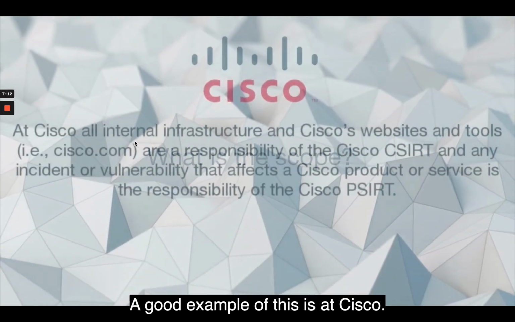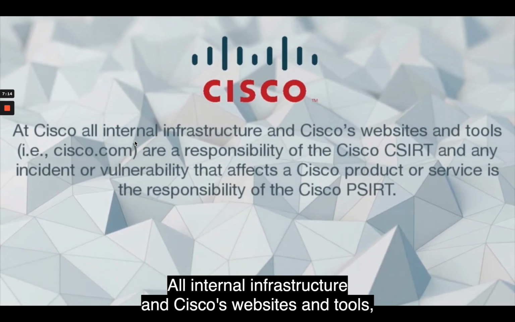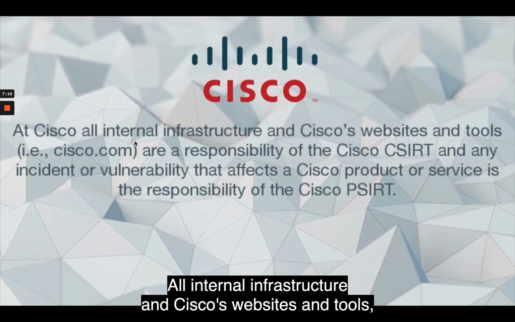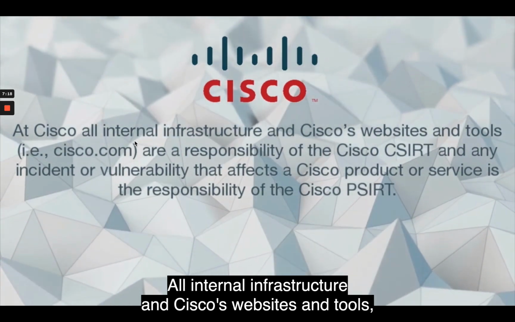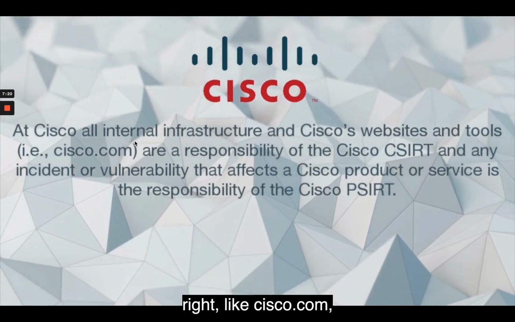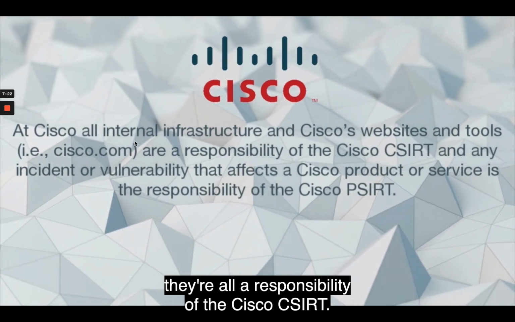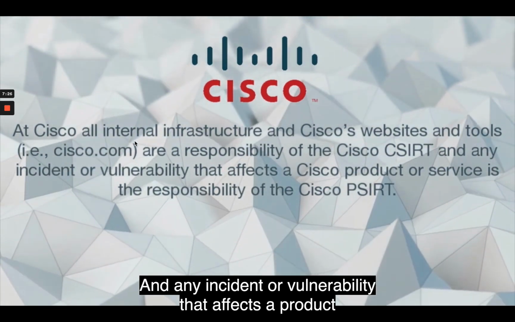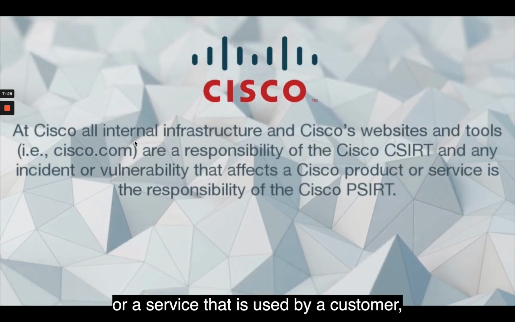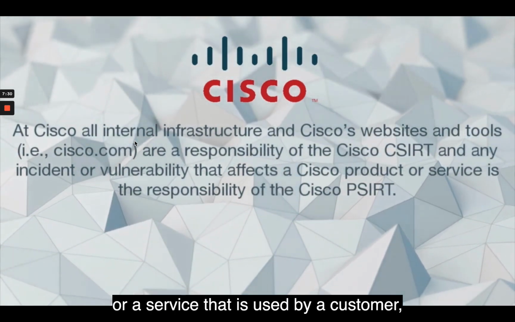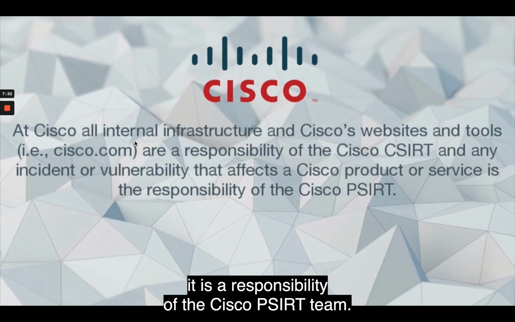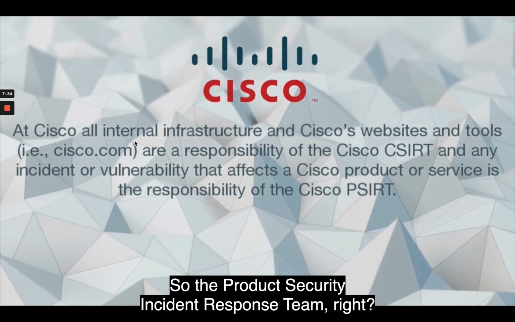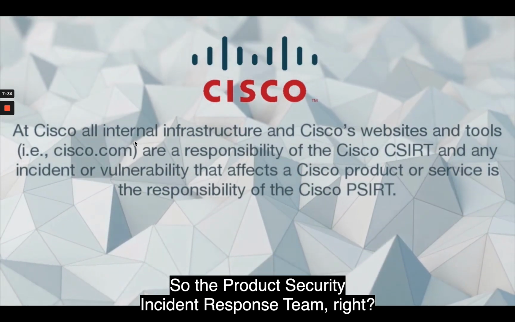A good example of this is that Cisco, all internal infrastructure and Cisco's websites and tools, right, like Cisco.com, they're all a responsibility of the Cisco CSIRT. And any incident or vulnerability that affects a product or a service that is used by a customer, it is a responsibility of the Cisco PSIRT team, so the Product Security Incident Response team, right?